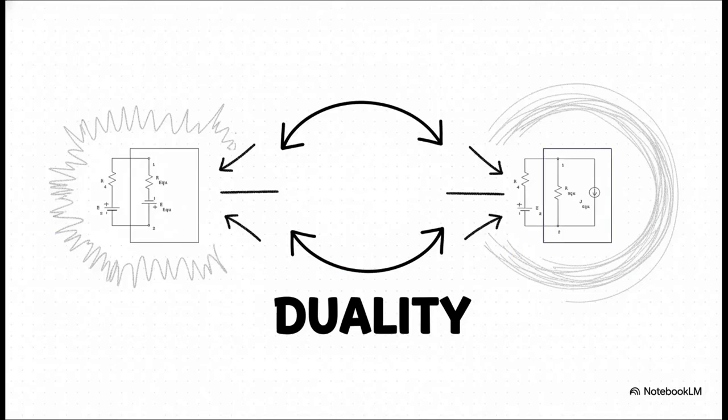So on the left, you see our old friend, the Thevenin equivalent, a voltage source with a resistor in series. Simple enough. But check this out. On the right is the Norton equivalent. It's the exact same circuit, just represented with a current source and a resistor in parallel. This idea that you can have two equally valuable ways of looking at the same thing is called duality. It's a huge concept in electronics.